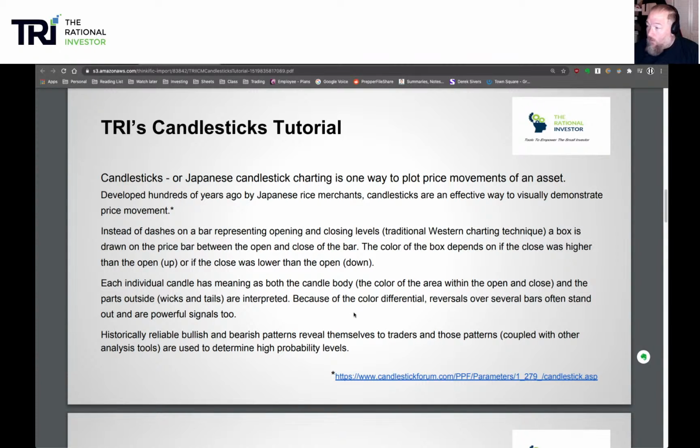There's a lot more to candlestick pattern analysis than we have time to go into this week. We're going to give you the highlights and the patterns that we use most frequently, but there are people who have spent their entire career just studying candlestick patterns, and there's a lot more to it than just what we're showing you. Just know that.